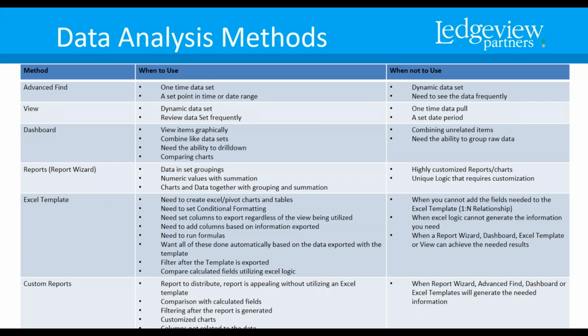So there's advanced find or neighborhood friendly advanced find. Okay, that's really used for a one-time data set. A set point in time or a date range, that's really when you're going to be using this. Not when it's dynamic, not when it's going to see the data frequently. That's when you're using a view.